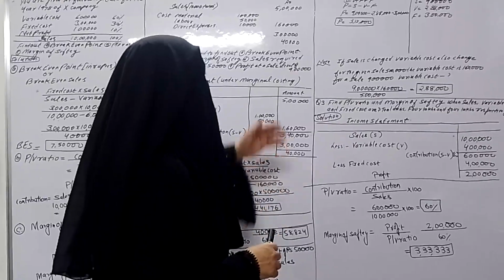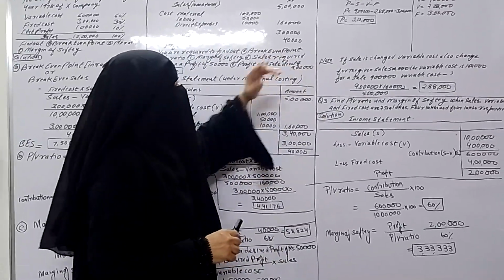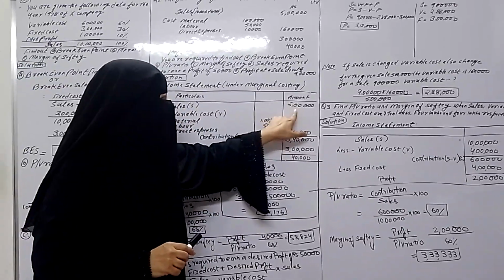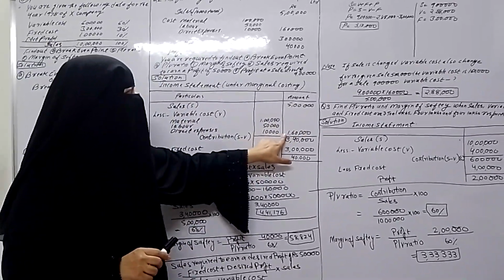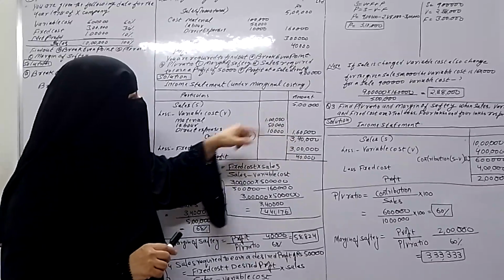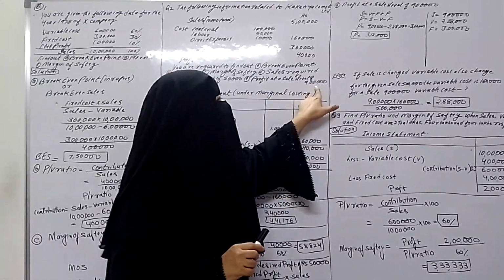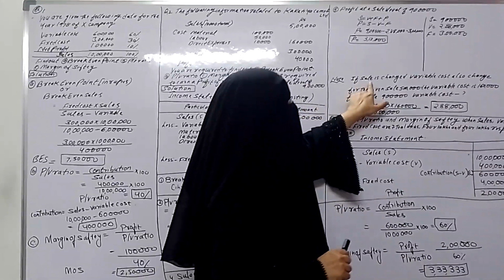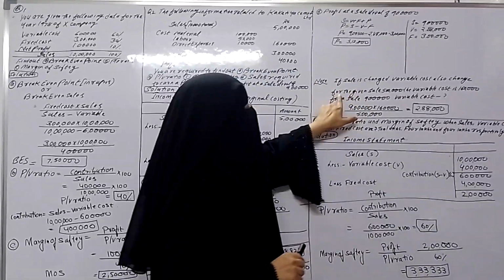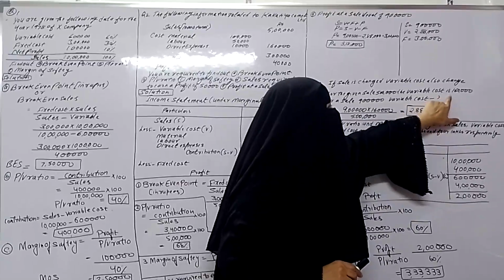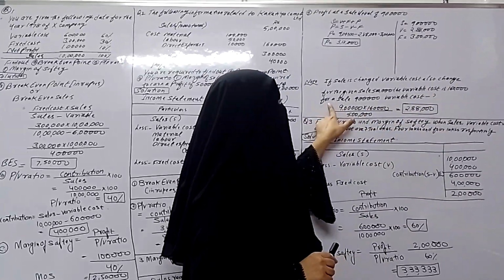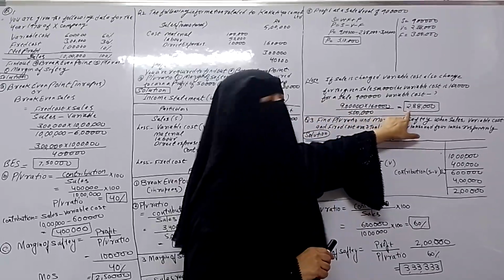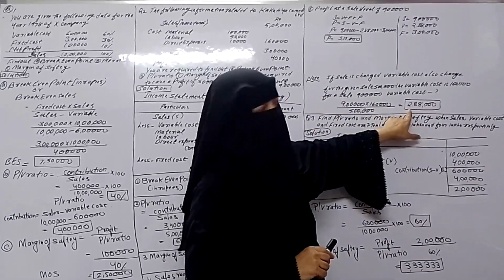Now here, the sale we need is 9 lakh, and the sale given in the question is 5 lakh. For a sale of 5 lakh, the variable cost is 1,60,000. Now we have to find out how much the variable cost will be for a sale of 9 lakh. So in the working notes, for the given sale of 5 lakh, variable cost is 1,60,000. For a sale of 9 lakh, variable cost is 2,88,000.